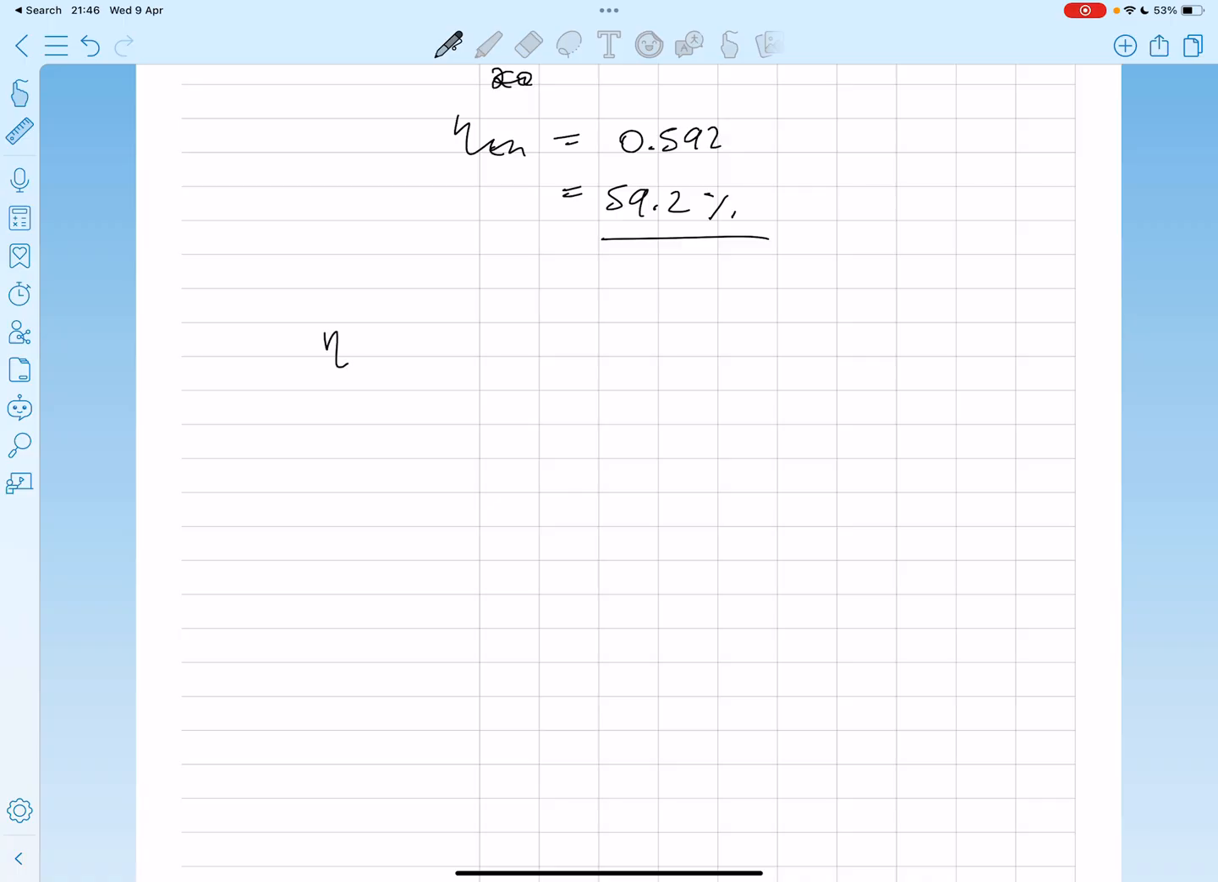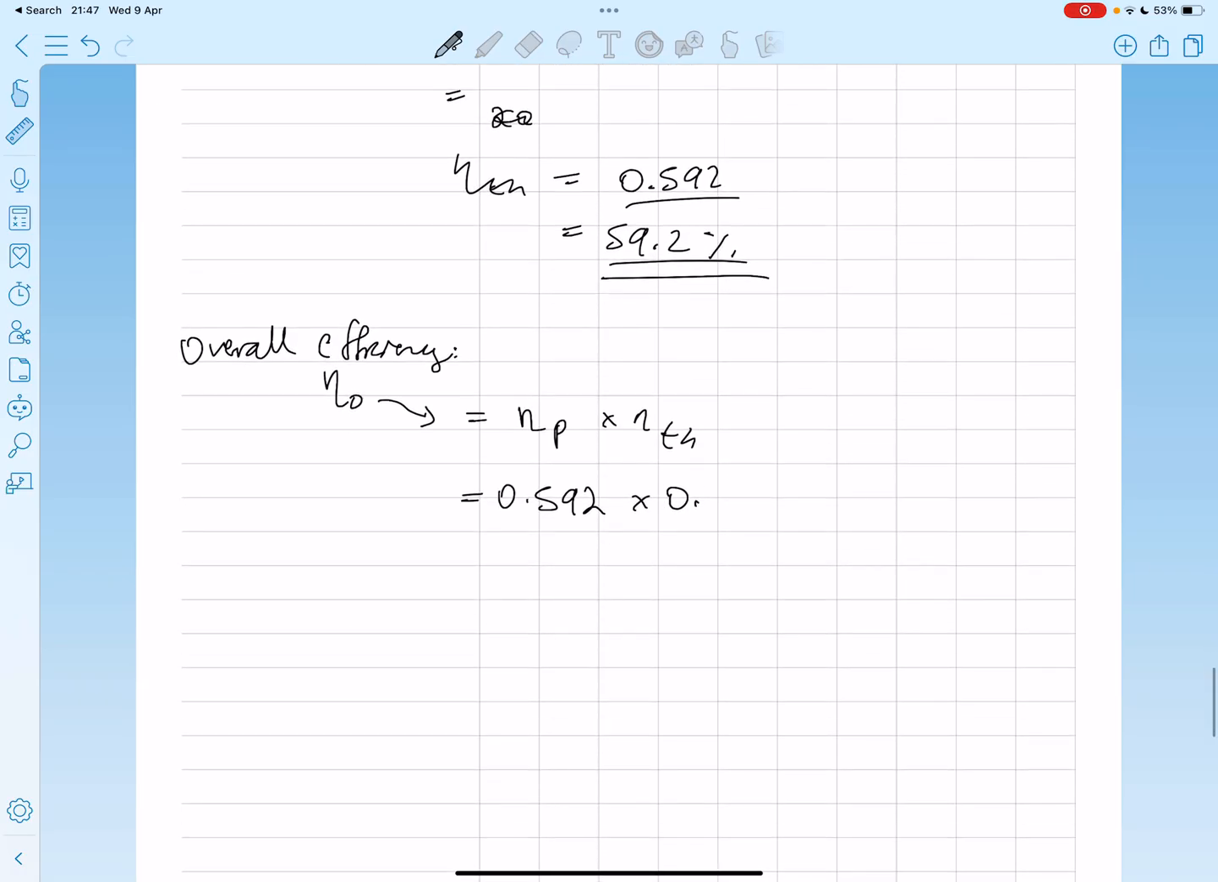So finally, the overall efficiency of the aircraft, or the engine, sorry, is just the product. Make sure to take the decimal, not the percentage. Comes out as 0.19, which is 19%.